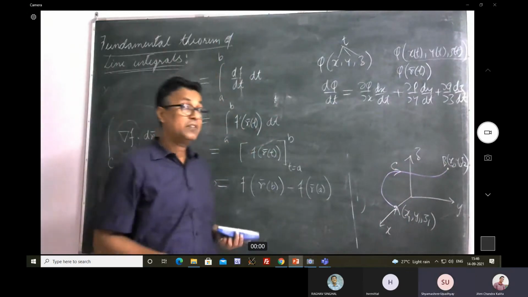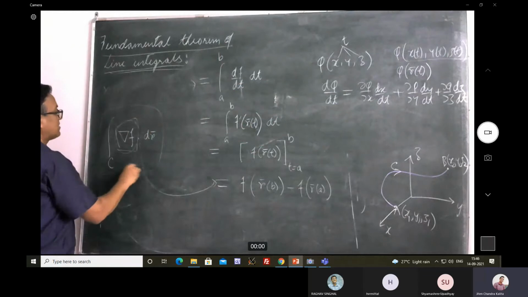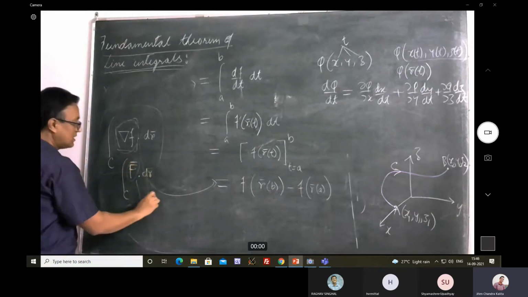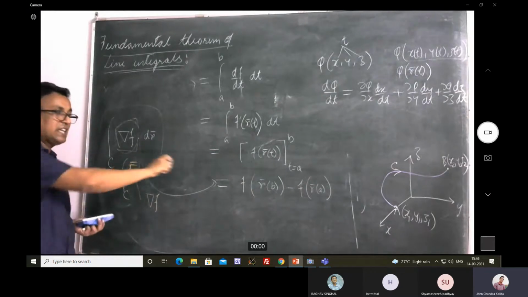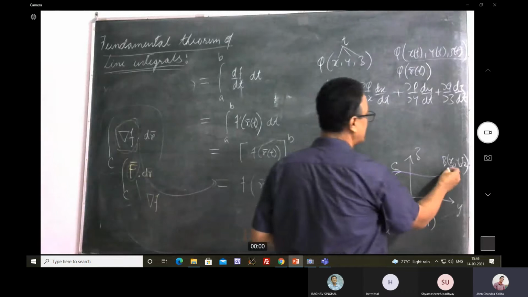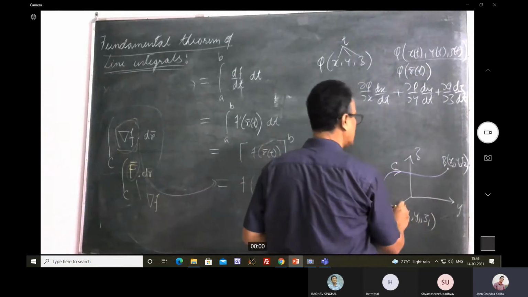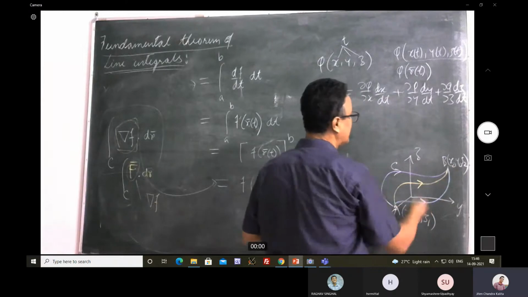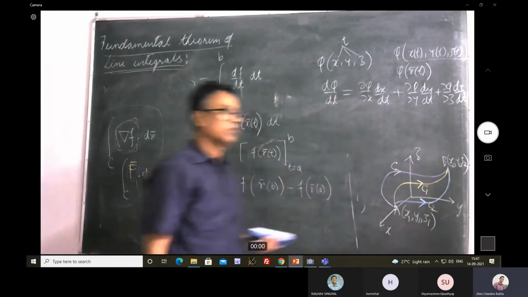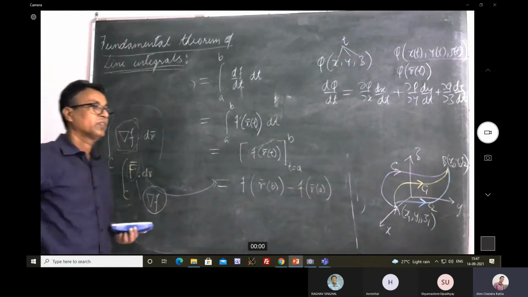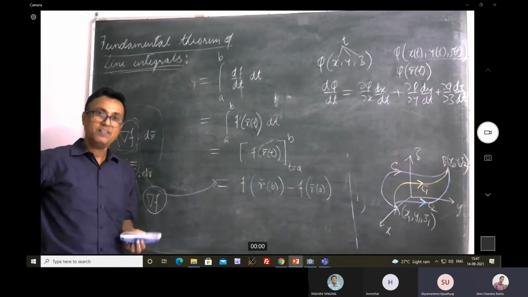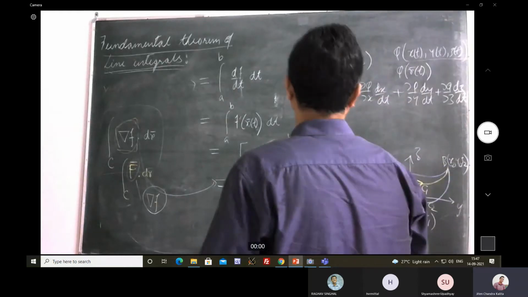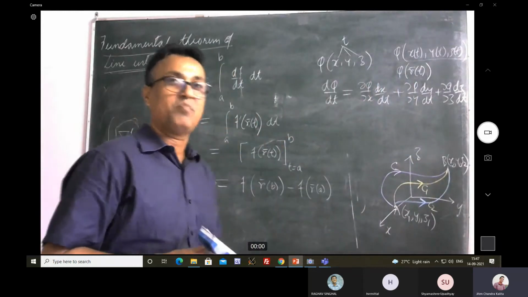Fine? Yes. But remember, this is not for any function if I take F dot dr. If the function capital F is the gradient of some scalar function, only then this happens. So basically, if I join the initial and terminal points through different paths, I am still going to end up with the same value for functions like this. Is it okay? Yes. Fine. So this is the fundamental theorem for line integrals. This is going to bring me to the concept of independence of paths. Okay, fine.